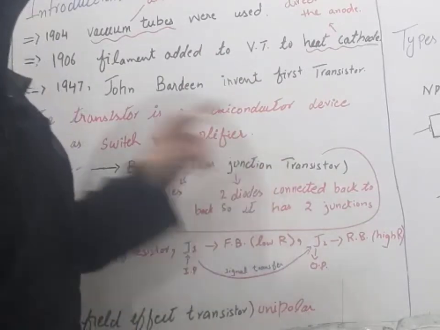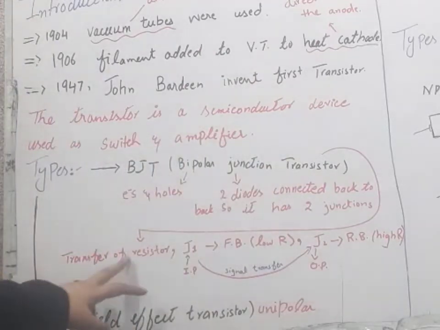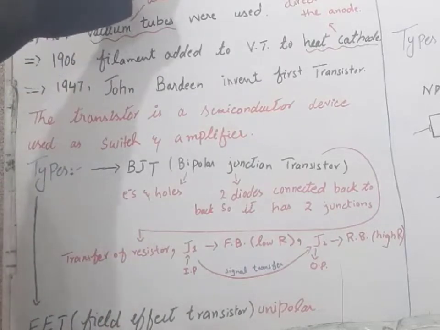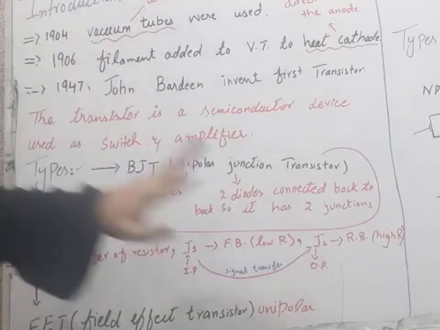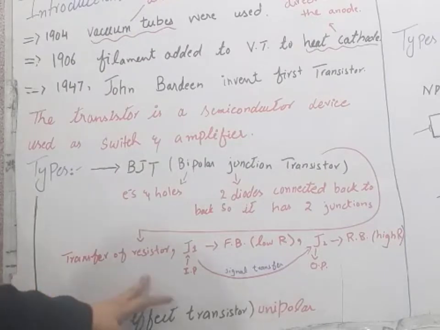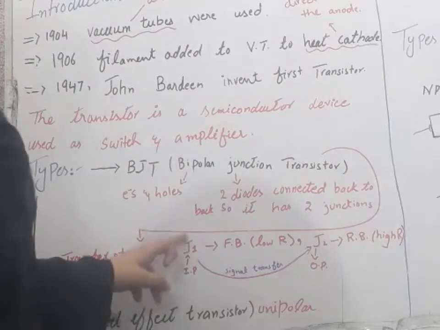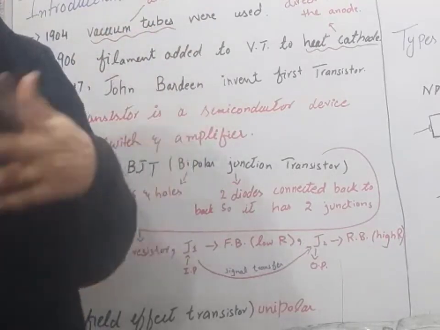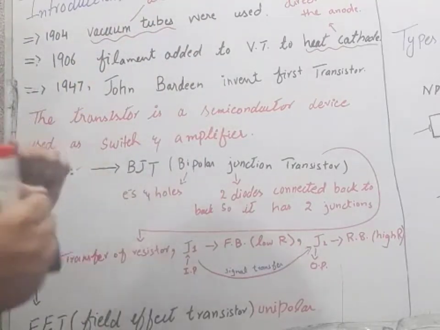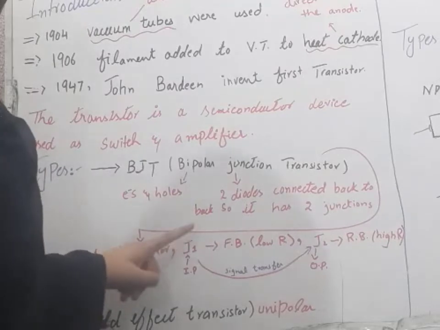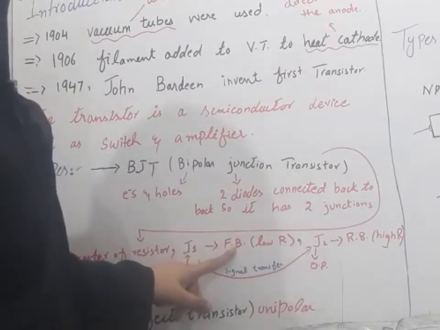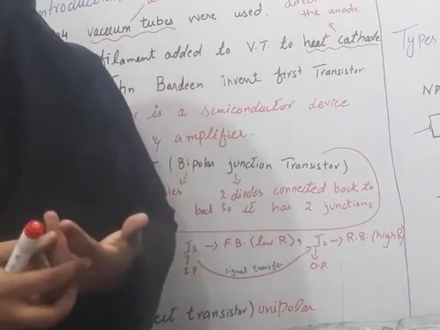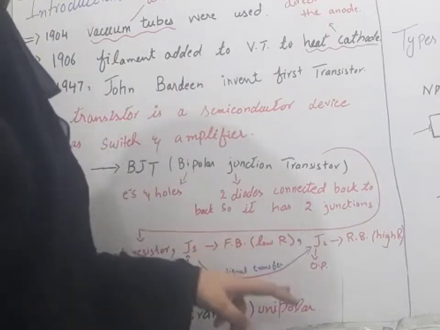Transistor here predicts transfer of resistor, as we have discussed here, transferred resistor. So transistor means transfer of resistor. There will be two junctions. First junction will be called J1 and second junction will be called J2. The junction J1 will be forward biased, and as it is forward biased, there will be low resistance.